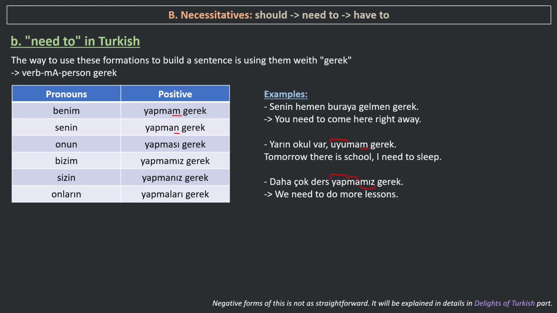Can we also use lazım and gerekiyor? Would it make any difference? That's another note I will talk about in more detail in Delights of Turkish, but quick answer, you can use them. There's no bigger or significant difference. So they are interchangeable.